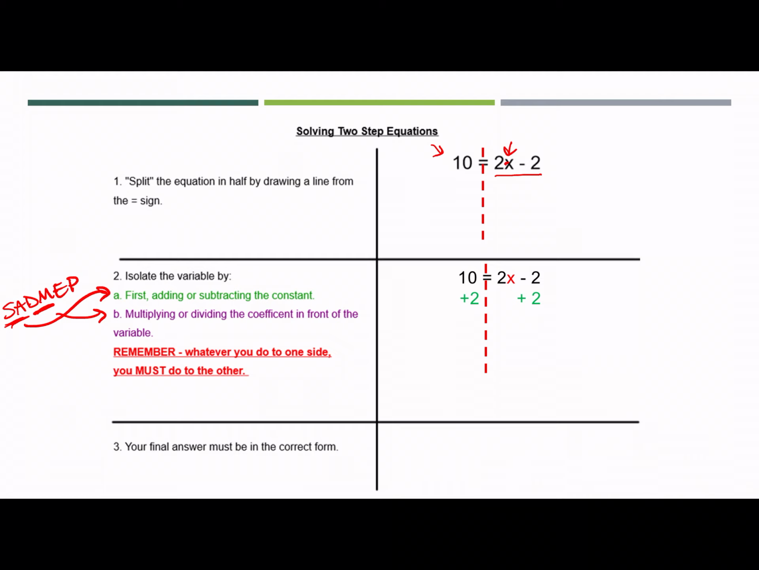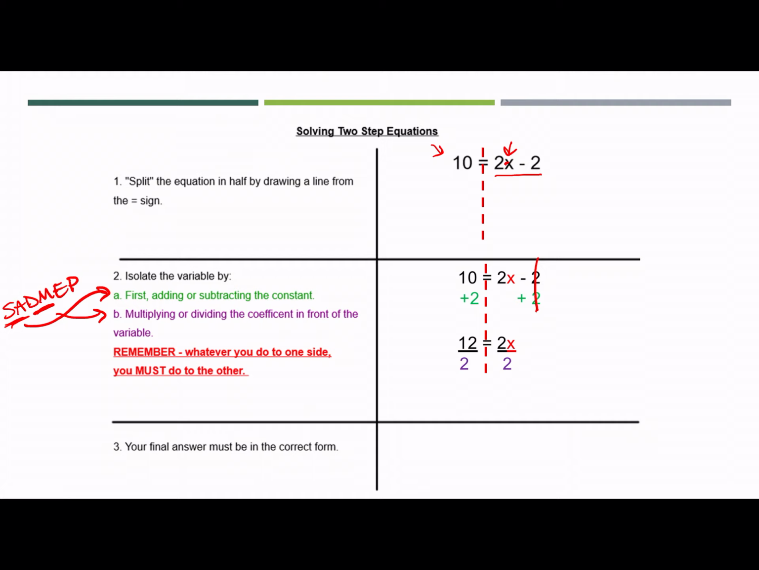So I want to get rid of the minus 2. I need to add 2 to both sides. Whatever I do to one side, I do to the other, right? So negative 2 plus 2 on the right-hand side, they're going to cancel out. They give me 0. But on the left-hand side, 10 plus 2 is 12, right? So now I have 12 is equal to 2x.